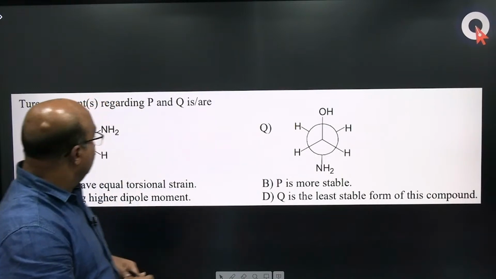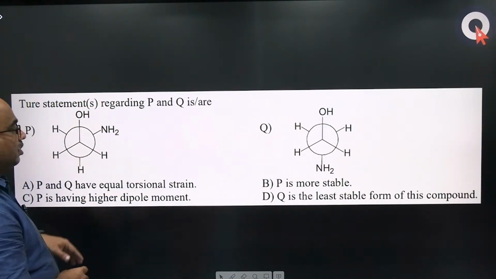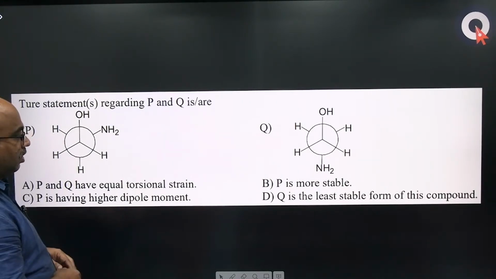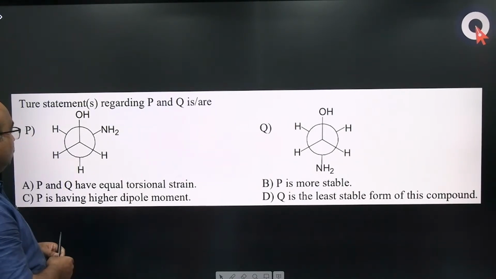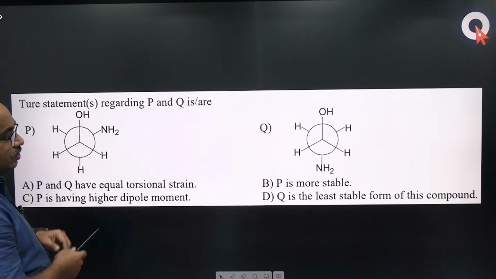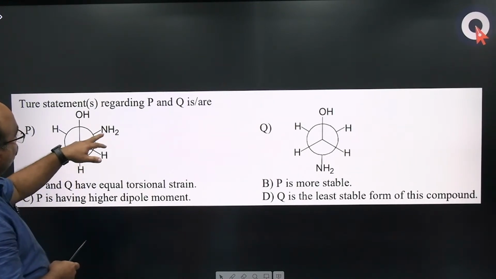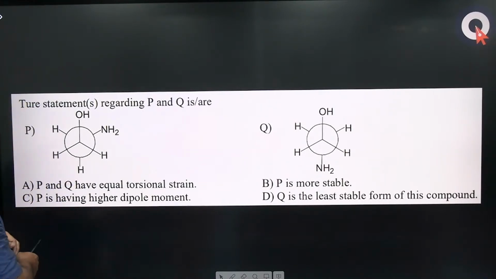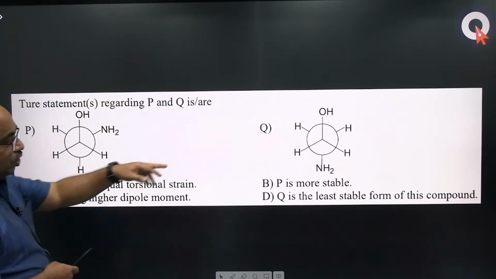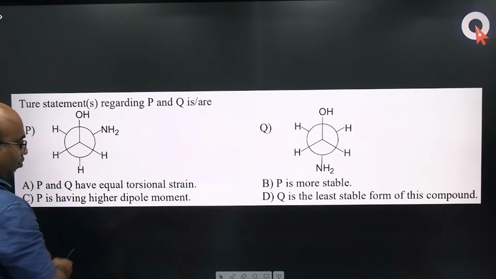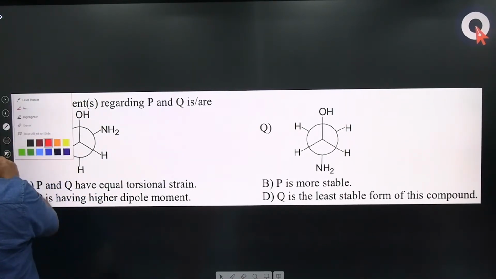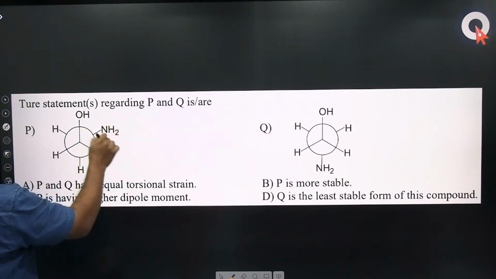Okay. So what is given is a Newman projection for a particular compound. So this is like an amino alcohol. There is an NH2 group and an OH group. For this, the P structure and the Q structure are mentioned. And we say these structures are Newman projections.